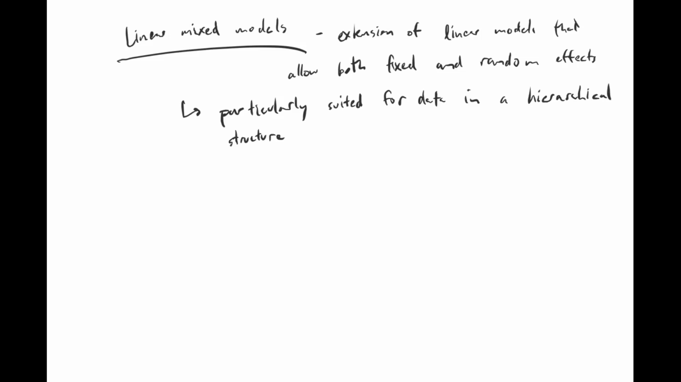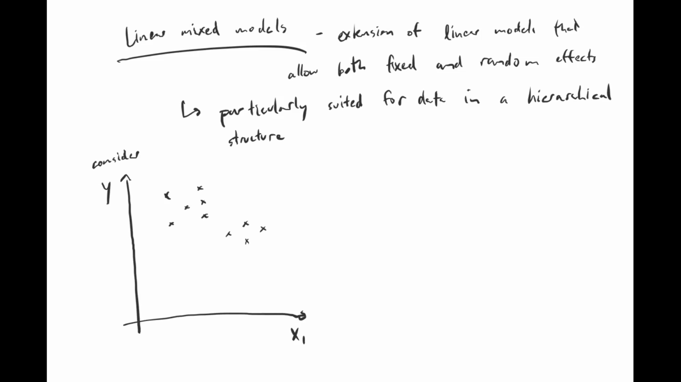Okay, so what does that mean? Let's take an example here. So consider something like we have x1 and y. I'm going to draw these points carefully here. So I'll have something like this, and we'll have something like this, and then we'll have something like this.